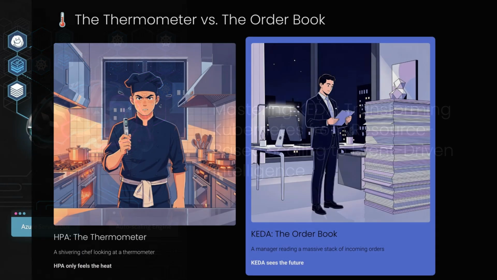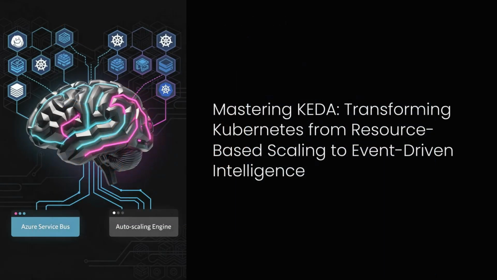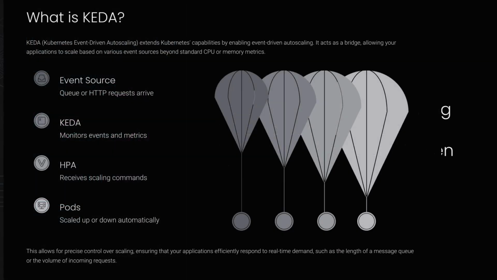Now, I want you to imagine a different world. Imagine a manager who stands at the front door. The moment a bus pulls up, before a single customer even opens their mouth, the manager picks up a phone and says, "Get 10 more chefs in here now. I see the crowd coming." That smart manager is KEDA, Kubernetes Event Driven Autoscaling.